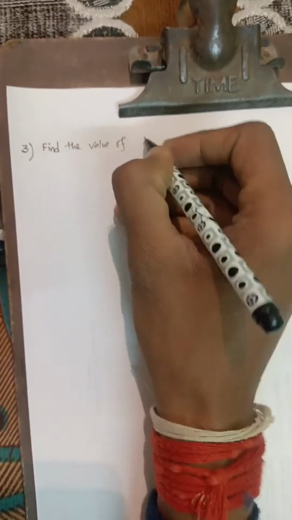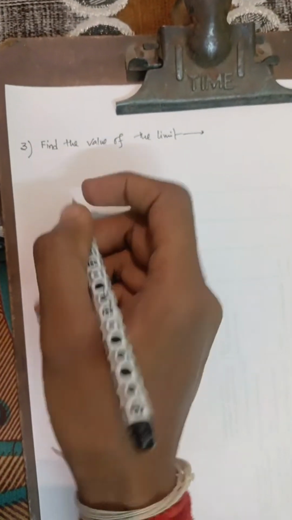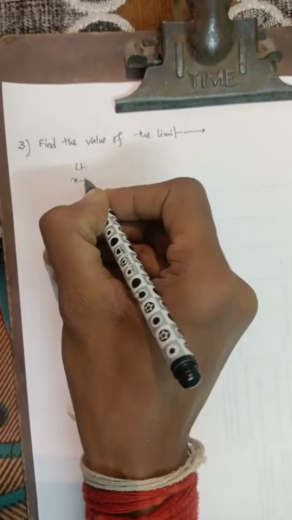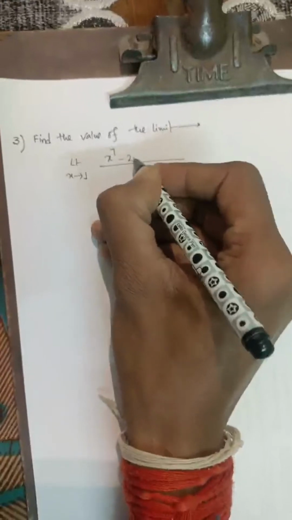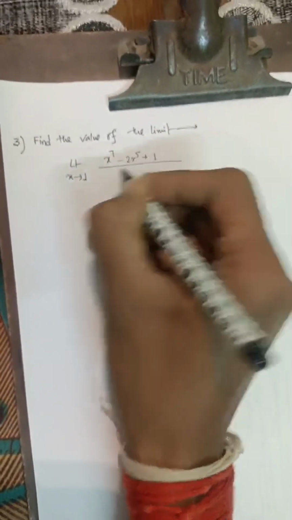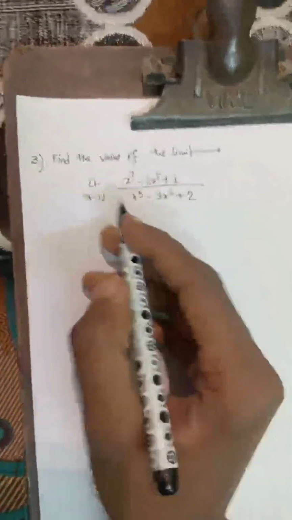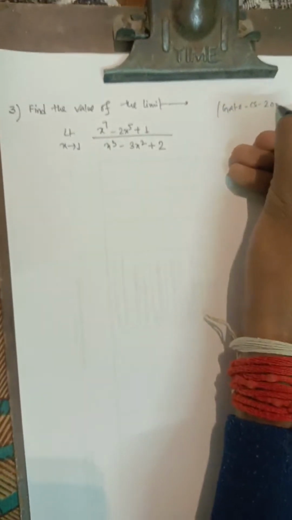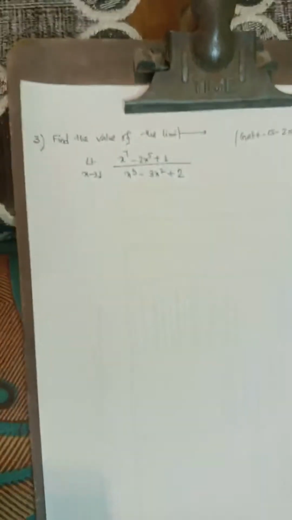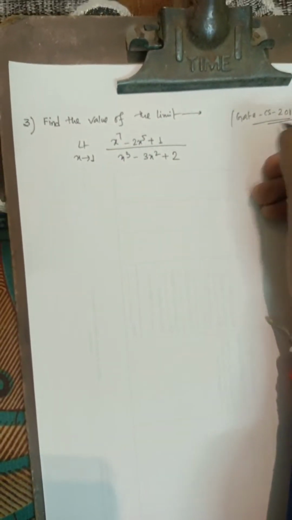Find the value of the limit. The question is the limit as x tends to 1 of (x to the power 7 minus 2x to the power 5 plus 1) upon (x cube minus 3x square plus 2). This is also a GATE question, GATE CS 2017.